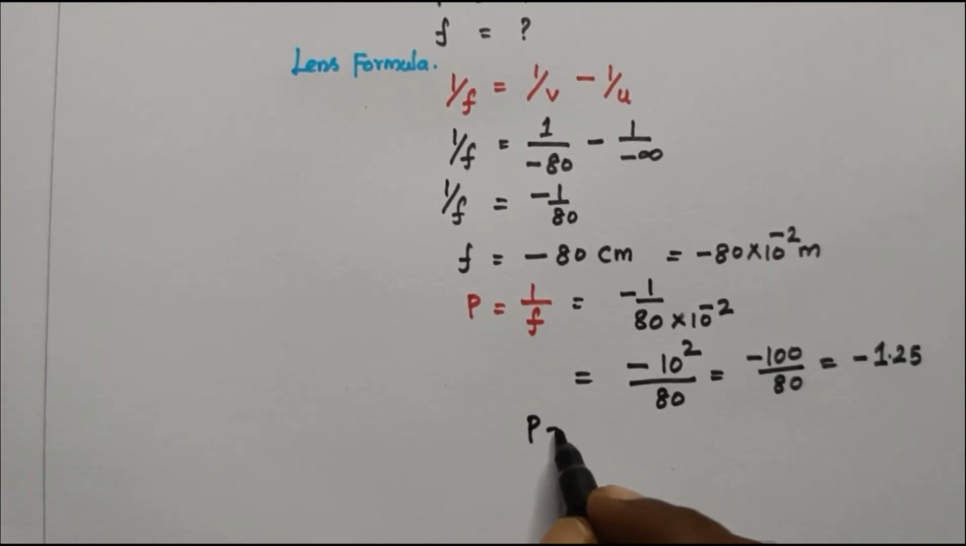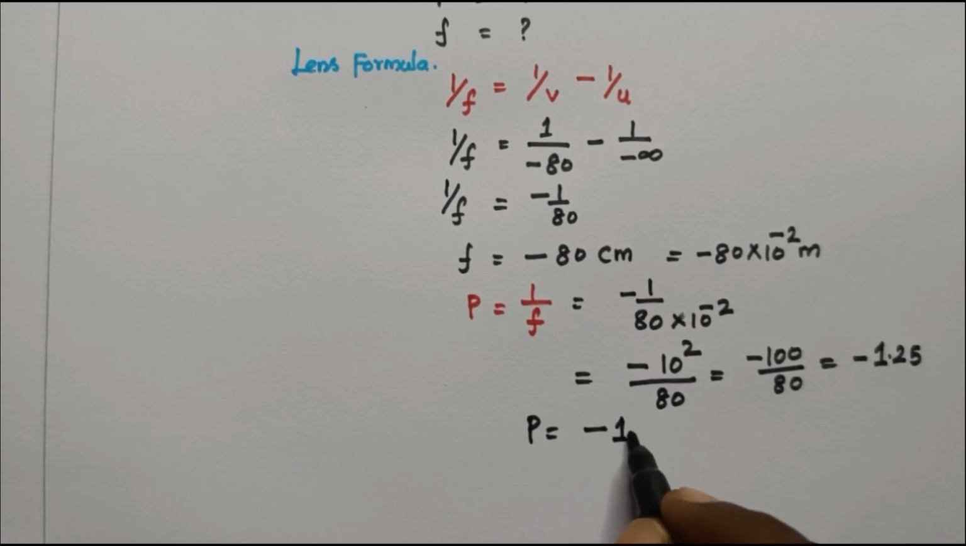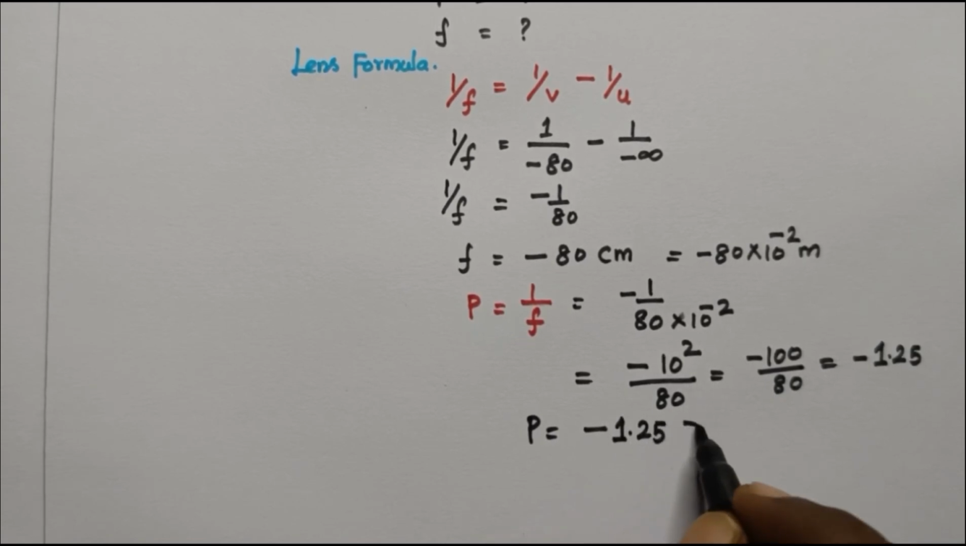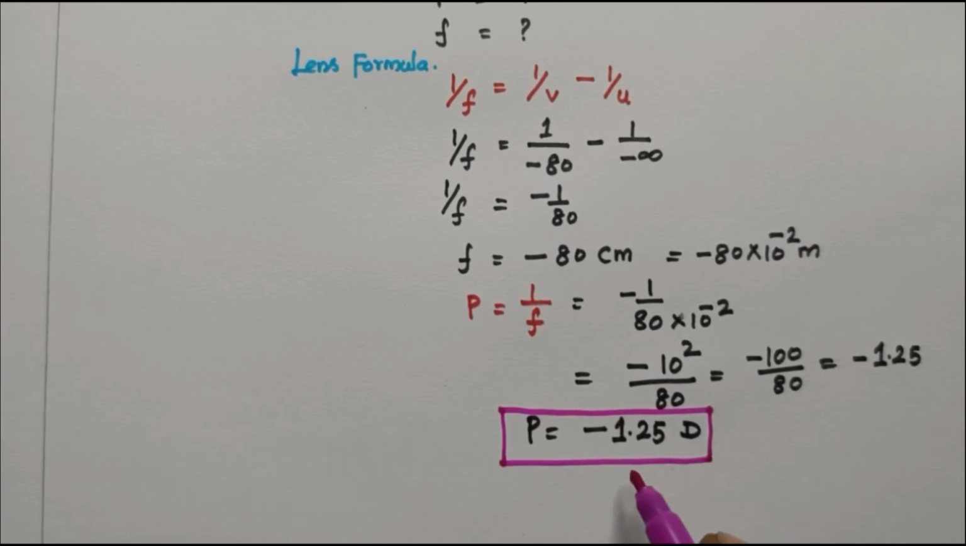So P is equal to minus 1.25 diopter. So this is the answer for the given problem.